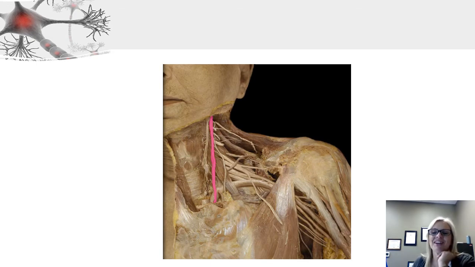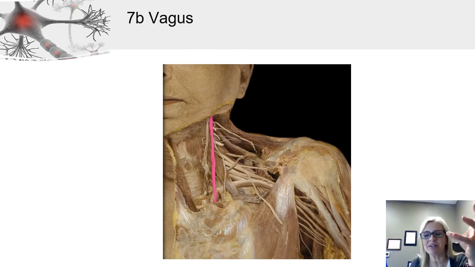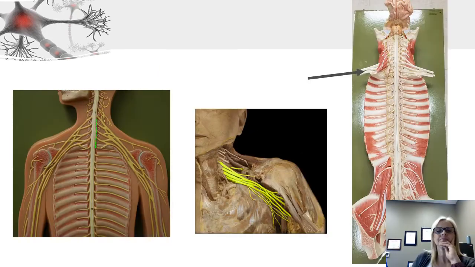Do you remember the little secret I gave you for remembering that one? It's the vagus nerve, right? What happens in Vegas stays in Vegas, but when we're talking about nerves, it goes everywhere. So it goes and it feeds all those internal organs.